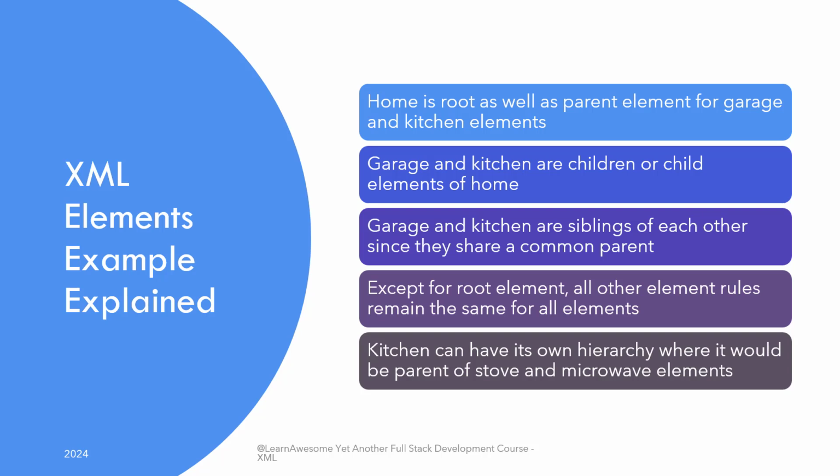Except for the root part, which is reserved for top level element, all the other rules remain the same for all elements in XML. This means kitchen can have its own hierarchy where it would be the parent element of its child element, like stove or microwave elements.